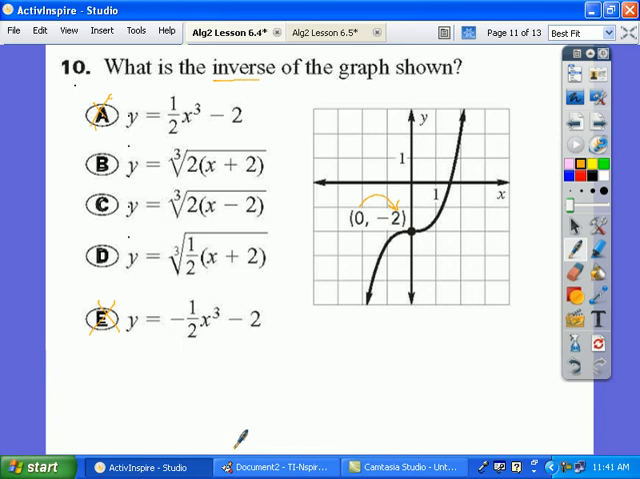So when I plug in negative 2 into my remaining choices, negative 2 plus 2 is 0, times 2 is 0, cube root of 0 is 0. So that works. When I plug in negative 2 here, I get negative 4 times 2 is negative 8. Cube root of negative 8 is not 0. So that's out. Lastly, if I plug in negative 2 here, I also get 0 times 1/2 is 0. Cube root of 0 is also 0. So I'm between choices B and D.